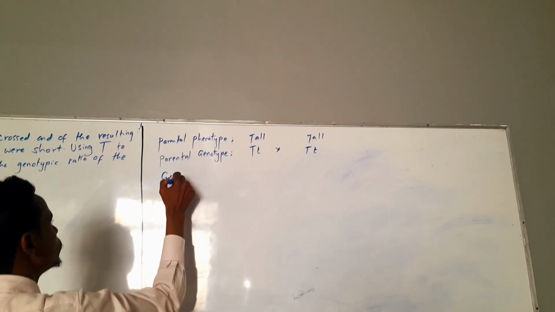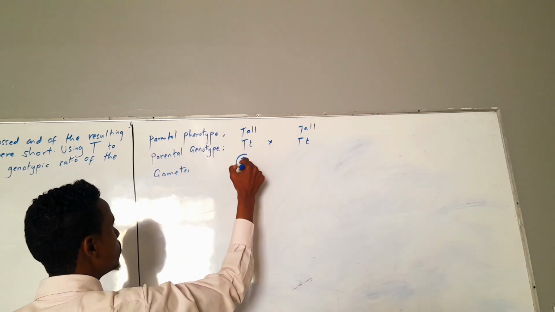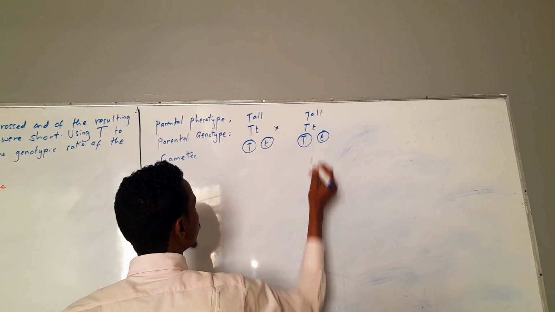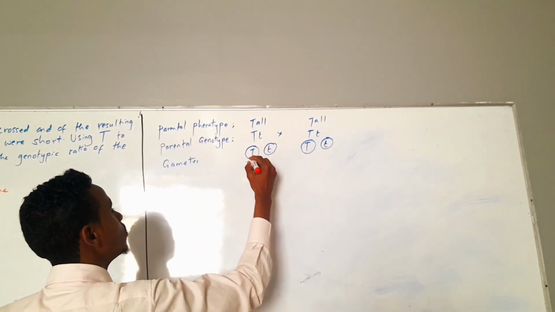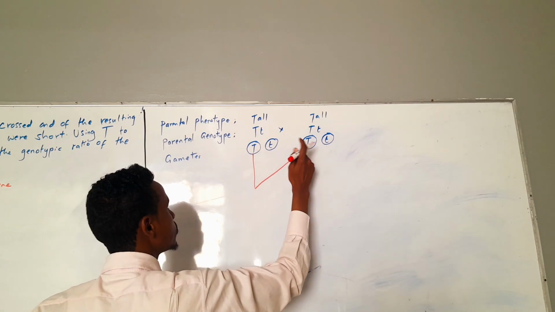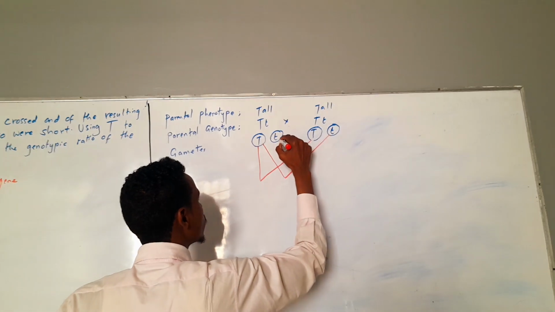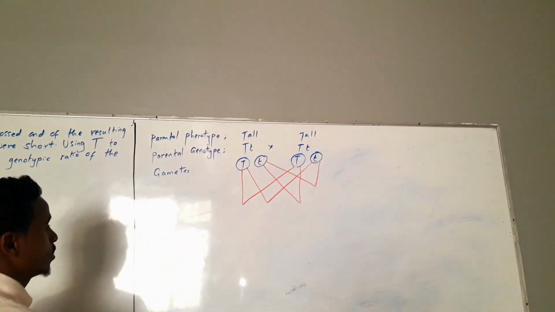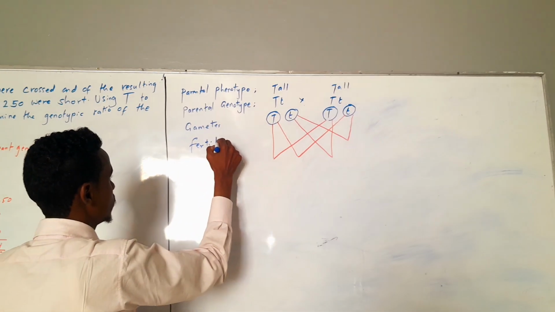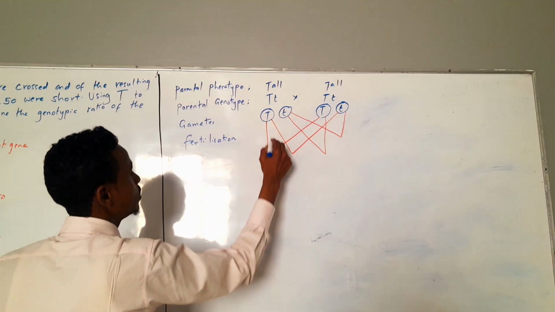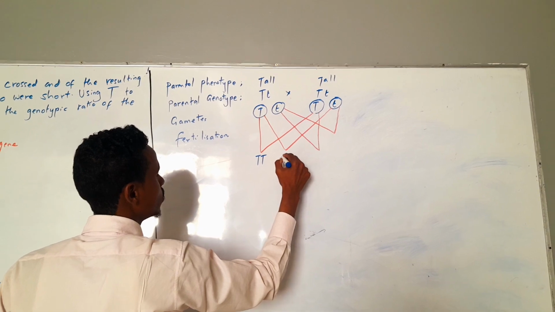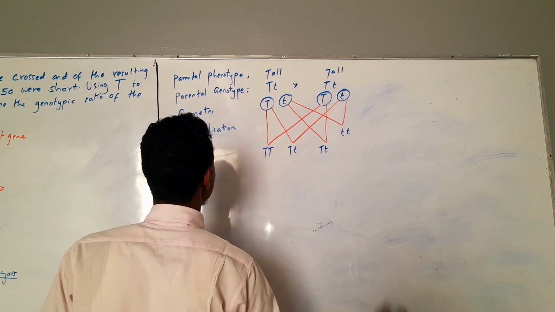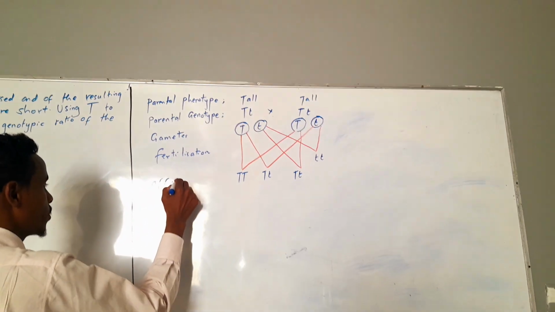Now, the gametes. Each gamete should be written as a pair. Now let's do the process. Now this is fertilization. Now we have TT, Tt, Tt, and tt. These are the offspring.